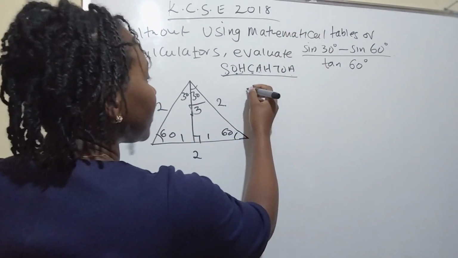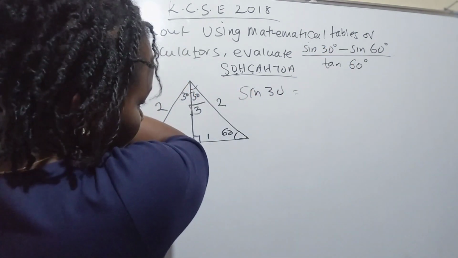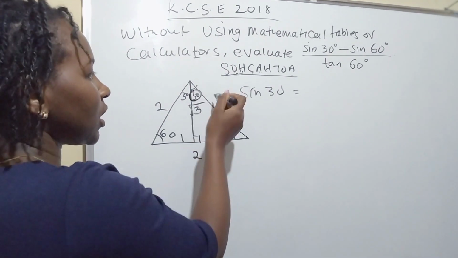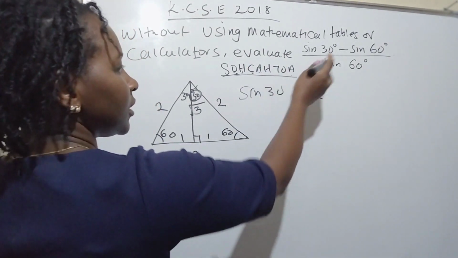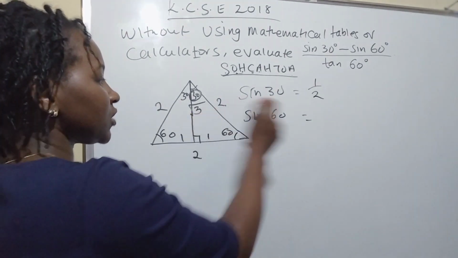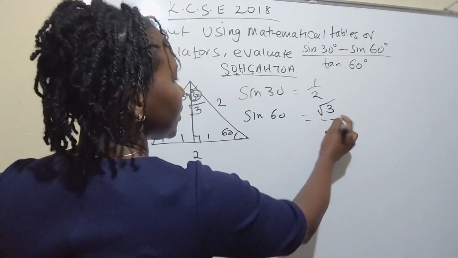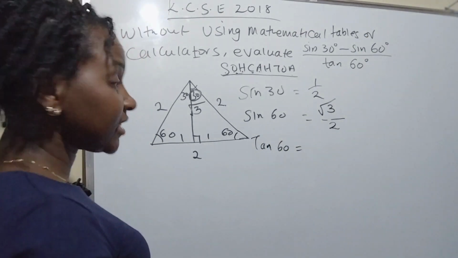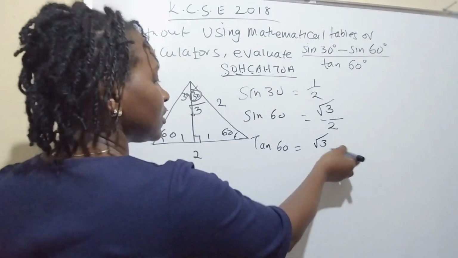So we have sine 30. From our question here we have sine 30. In reference to this angle here, sine is opposite over hypotenuse, which is going to be half. Sine 60, in reference to this angle here, opposite is root 3 over hypotenuse, which is 2. And we have tan 60. Tan 60 from this one, opposite over adjacent, so we have root 3 over 1.